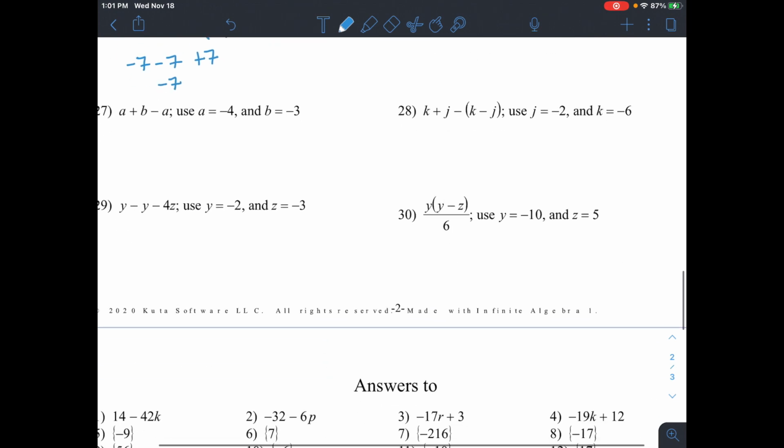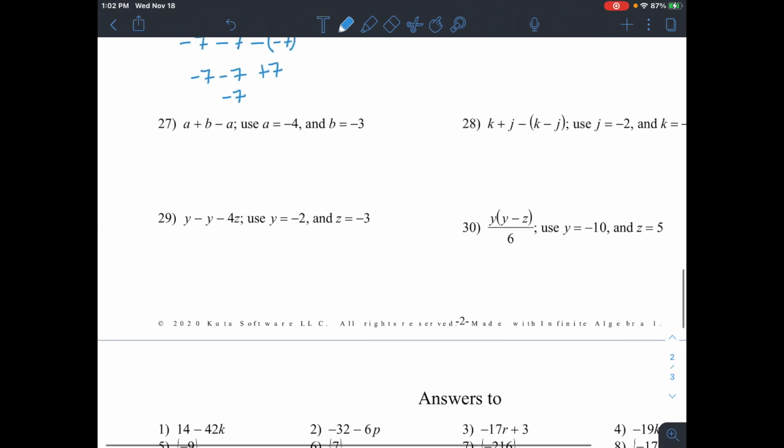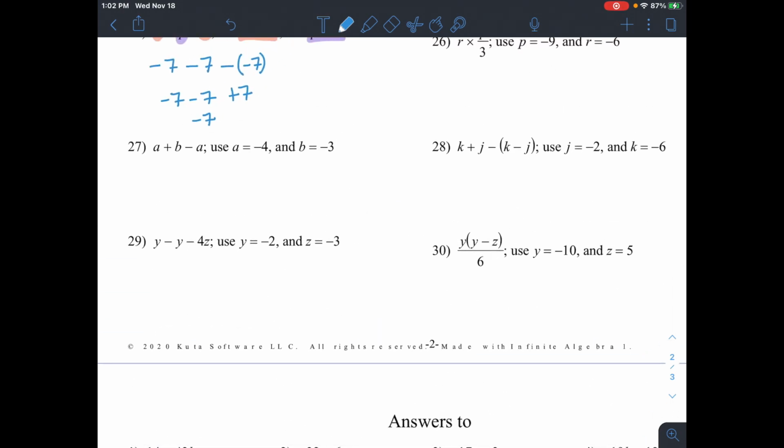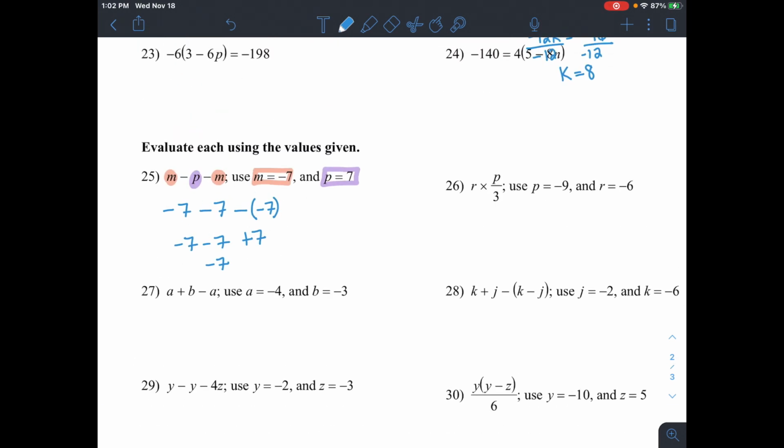Then the rest are pretty similar. You can always check your answers at the bottom here, but in order to receive full credit, I do need to see the work. You just can't write in the answers. I do want to see the steps that you took. If you need to highlight, I think that's a great solving tool, especially if you're struggling a little bit. I highlight when I solve these, so I suggest you make use of that as well. Good luck.